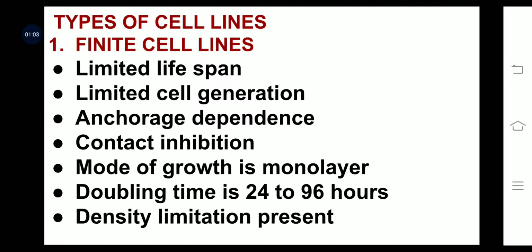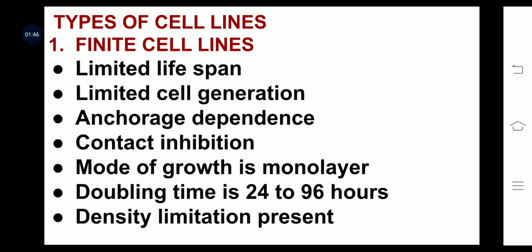Types of cell lines. There are two types of cell lines, finite and infinite, continuous cell lines. Coming to finite cell lines: finite cell lines have limited lifespan and limited cell generation. They die after subculturing for a couple of generations. It has anchorage dependence or support dependence, exhibits contact inhibition, mode of growth is monolayer, and its doubling time is 24 to 96 hours. It really takes time for a cell to divide itself.